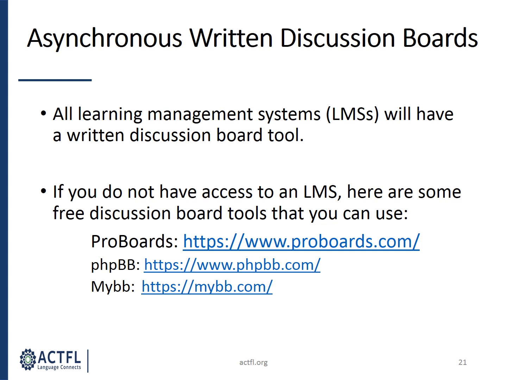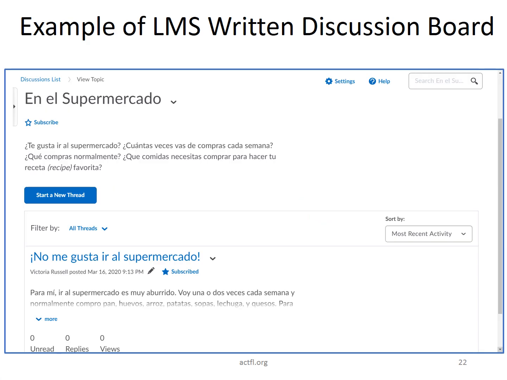And most of you, if you have access to a learning management system through your institution, all of those have written discussion boards readily available. However, some of you might not have access to a learning management system. So there are a number of free written discussion board tools that you can use, and I have posted links for those here for you. This is an example of a course discussion board that asks an extension question related to the student's own shopping habits.